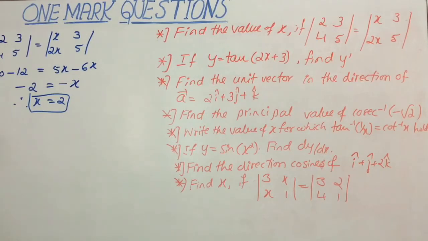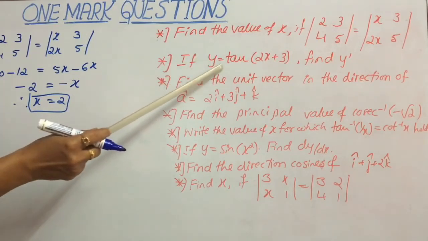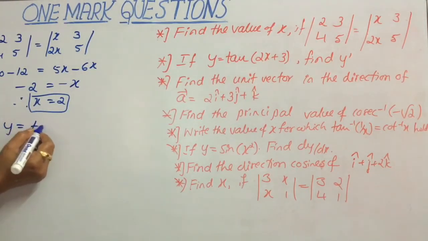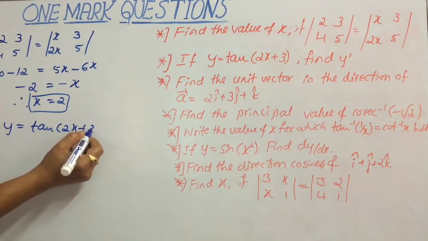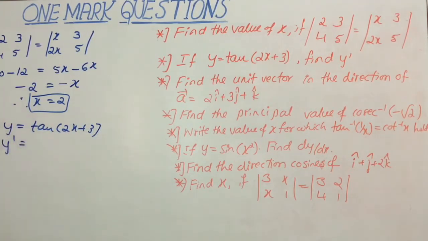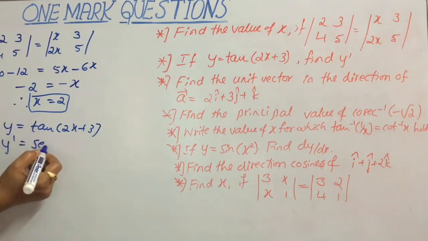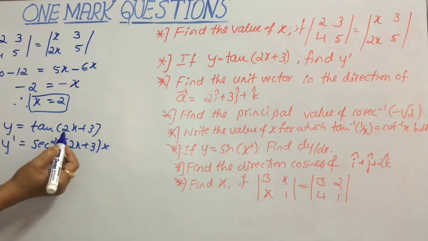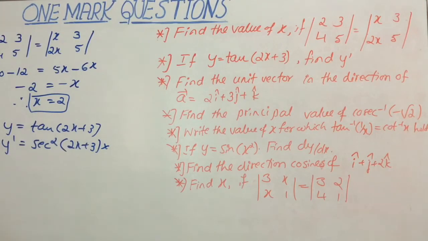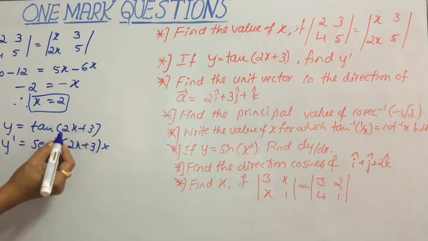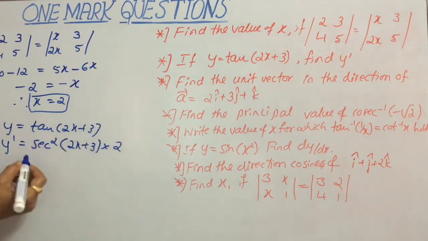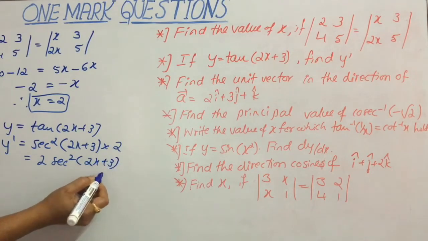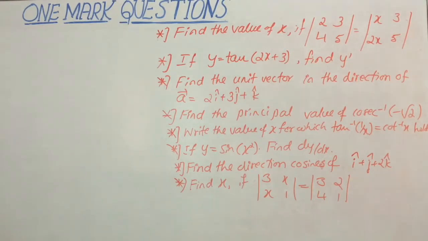Now let's move on to another question. If y is equal to tan of 2x plus 3, find y dash. Y is equal to tan of 2x plus 3. Then y dash is equal to derivative of tan, which is secant square of 2x plus 3. Now consider the inner function, that is 2x plus 3. Using chain rule, the derivative of 2x plus 3 is into 2. So 2 secant square of 2x plus 3 will be the required derivative. Now move on to the next question.